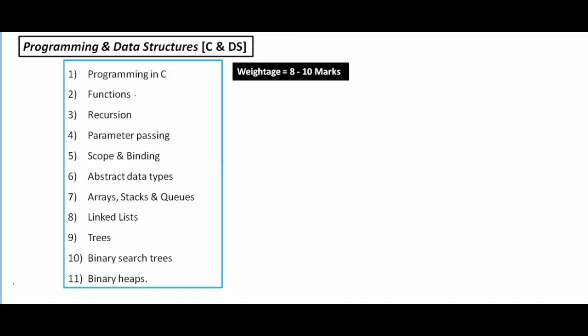And second one is functions. And then recursion, parameter passing techniques, scope and binding, which is static and dynamic. And then abstract data types, arrays, stacks and queues, linked lists, trees, BSTs, and then binary heaps. In trees, we need to see the advanced trees also, which includes AVL. That is the syllabus for programming language concepts and data structures.